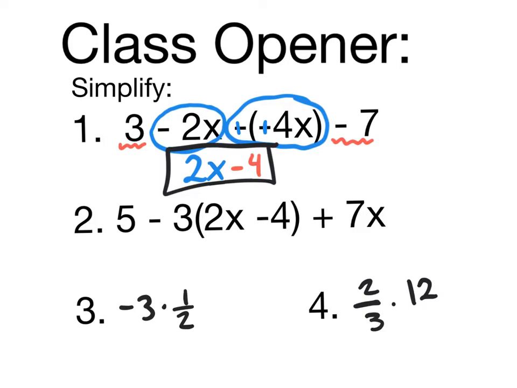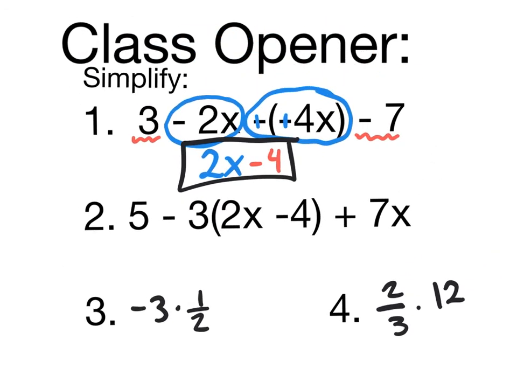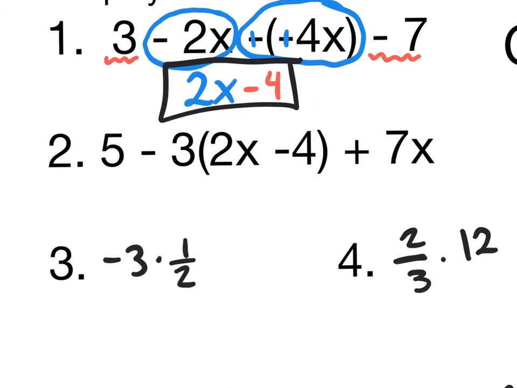Now, number 2 actually has both distributive property and combining like terms. Since we already know that multiplication comes before subtraction or addition, we need to do multiplication first. So I like to include the minus sign that's in front of the 3, make it look like a negative 3, and distribute negative 3 times 2x, that's negative 6x. And then negative 3 times negative 4, that's really positive 12. So because it's a positive 12, I'm going to put a plus in front of the 12.